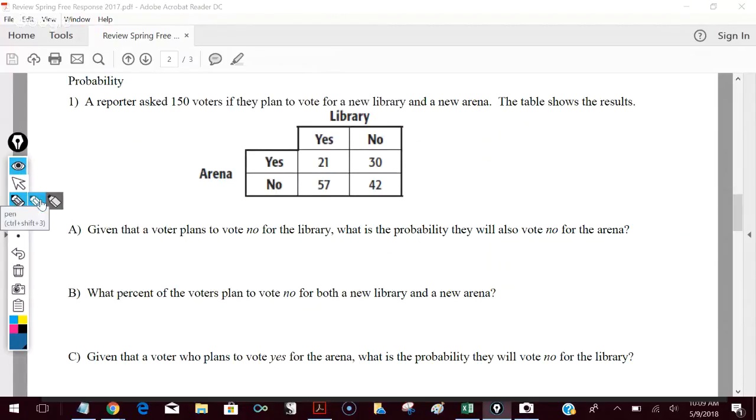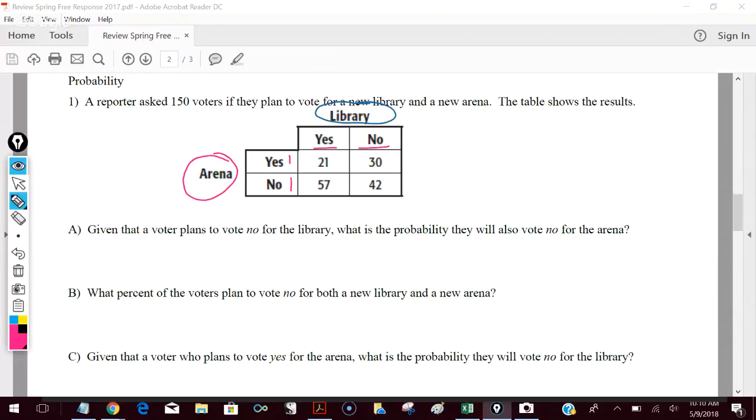So the first question says, a reporter has asked 150 voters if they plan to vote for a new library and a new arena. The table shows the results. So up here we have library, down here we have our arena, and then for each we have yes and no. Okay, so that's kind of how it all meshes together. So the question is, given that a voter plans to vote no for the library, what is the probability that they will also vote no for the arena?